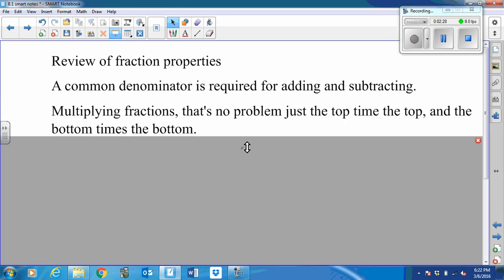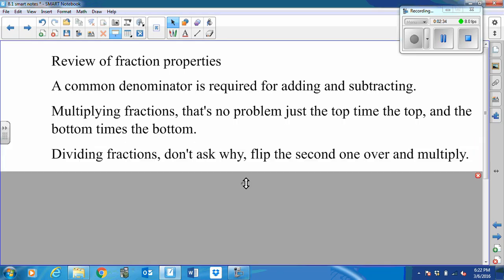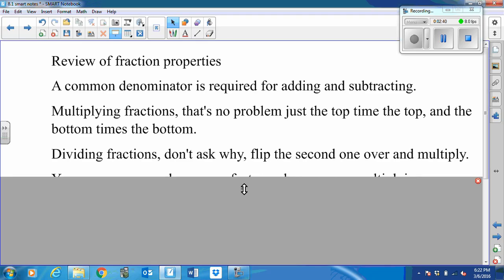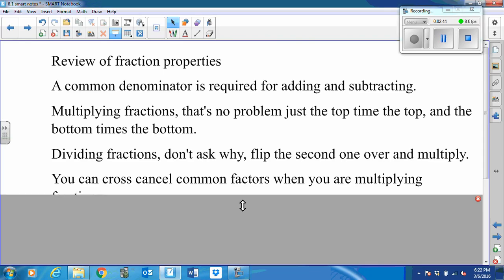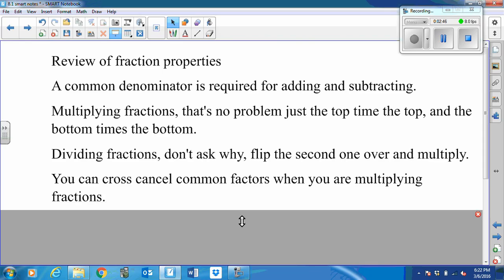And it goes, multiplying fractions, that's no problem, just the top times the top and the bottom times the bottom. Dividing fractions, don't ask why, flip the second one over and multiply. So there you have your little ditty to help you remember how to multiply and divide fractions. And then remember that you can cross-cancel common factors when you're multiplying fractions.